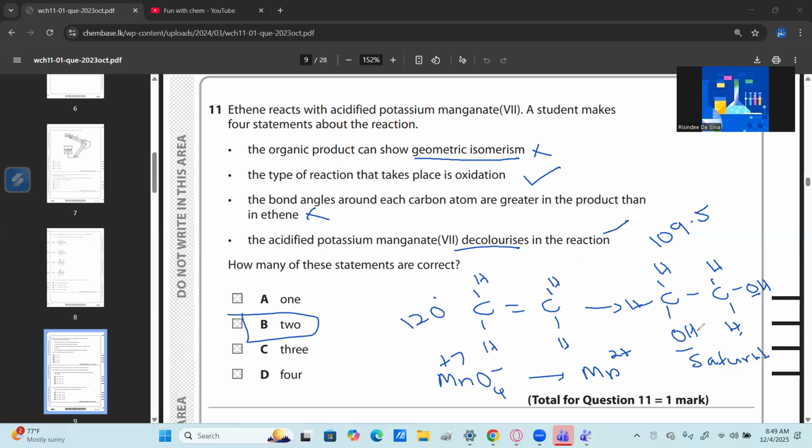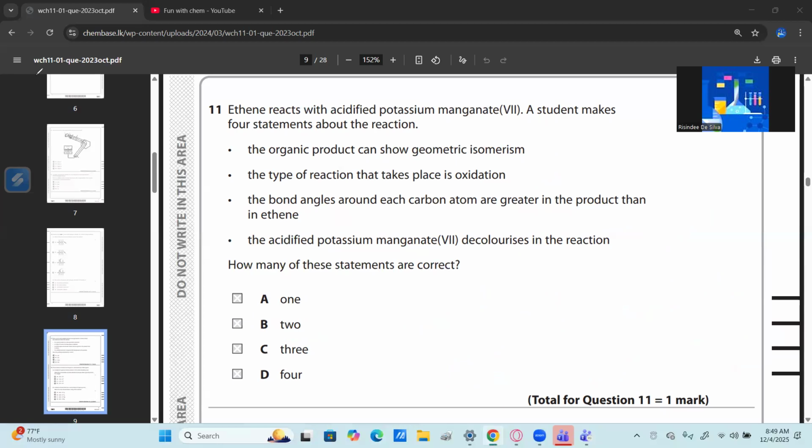So this is oxidation, you can see, and this is the one that undergoes reduction. Because of that, you can confirm that the type of reaction is oxidation is correct. It is a redox reaction. It has both oxidation and reduction.